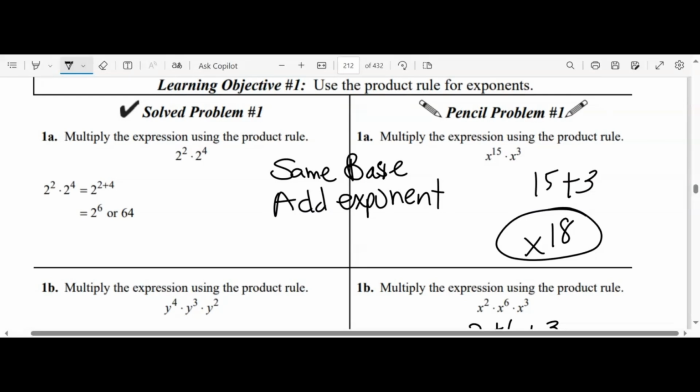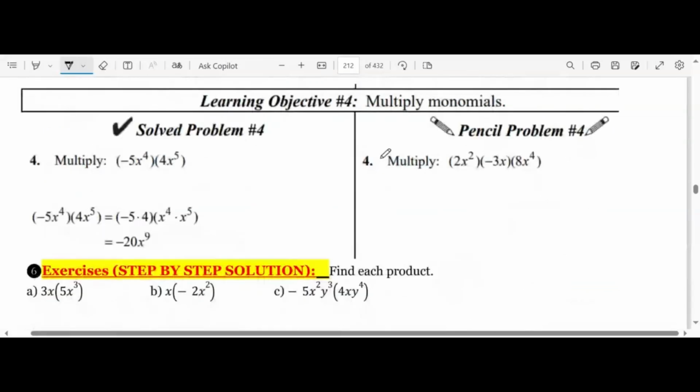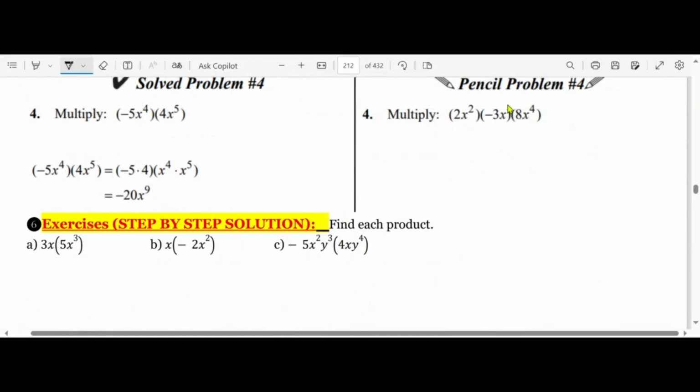Okay, so let's move on to the next one. Here I have x, but here x squared, x to the 1, x to the 4. So we add 2 plus 1 plus 4. How much is this total? 7. So it's going to be x to the power of 7. What about the number? 2 times 3? 6. 6 times 8? 48, correct? And it's going to be minus because you have a minus. Easy as easy.